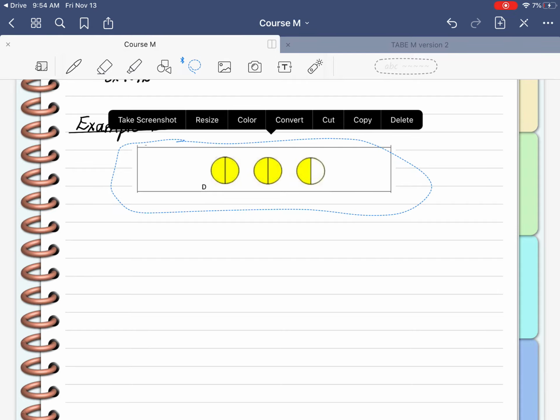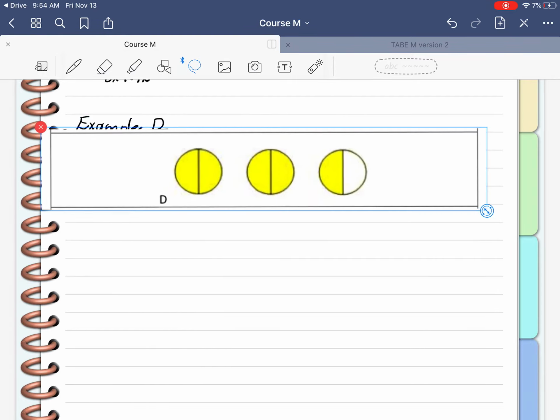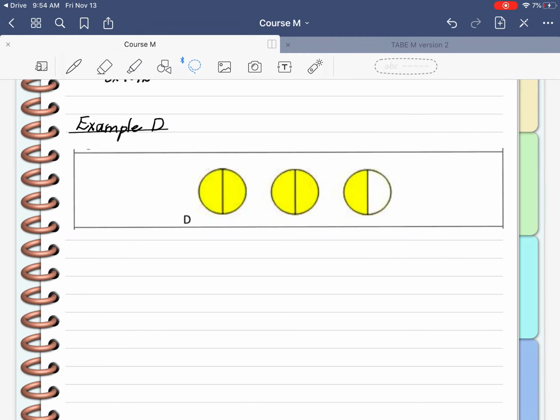And this time we have lemon pies. Okay, so how many whole lemon pies do you see? I see 2. And then 1/2 of another one. So I have 2 1/2 lemon pies.